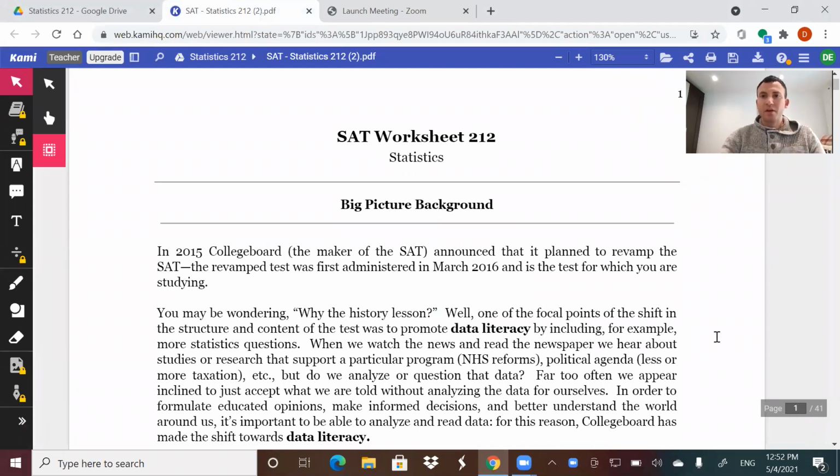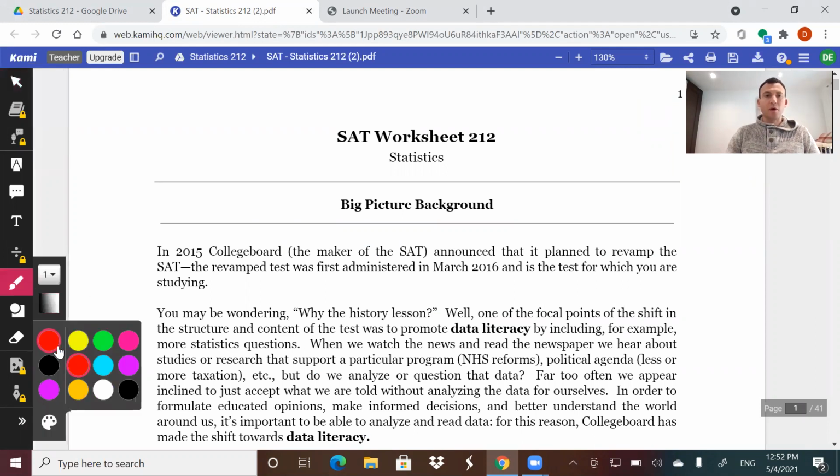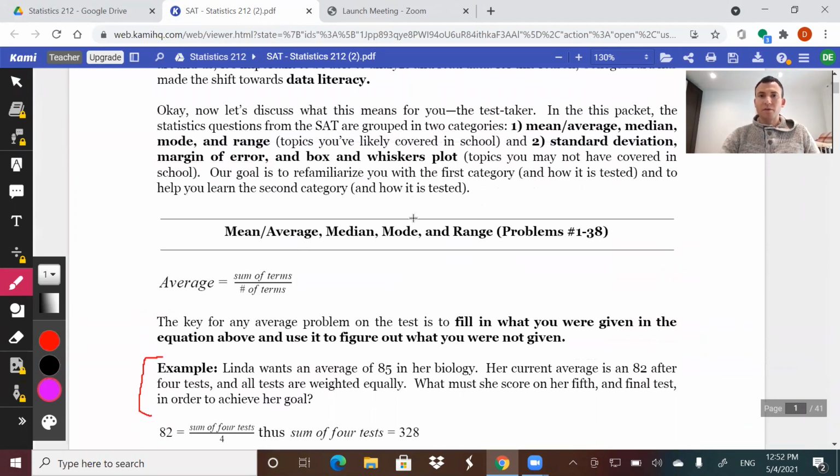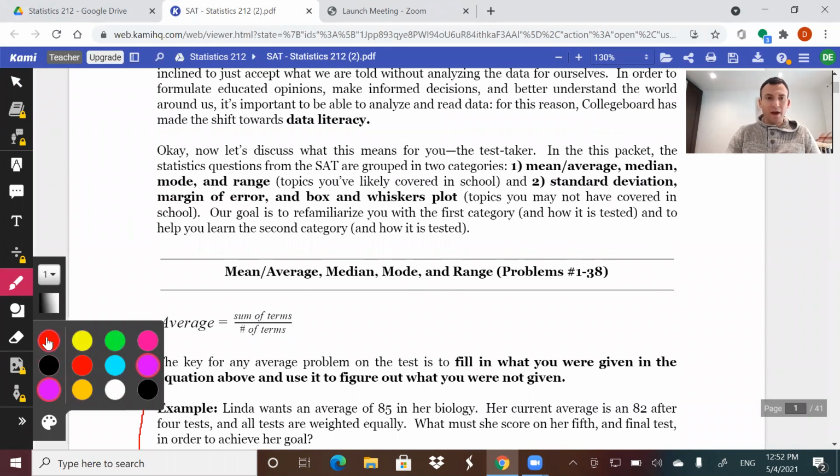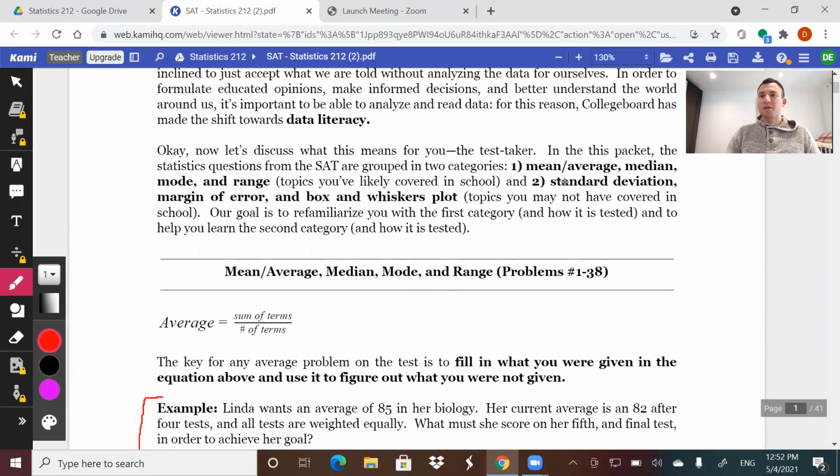Okay, welcome. We're looking at SAT Worksheet 212, Statistics, and let's talk about exactly what this worksheet entails and what you'll need to know for the test. As far as statistics go, there are two big buckets that I would group the test into. One is the familiar. I'm sure you've had practice with getting the mean or average, the median, the mode, and the range.